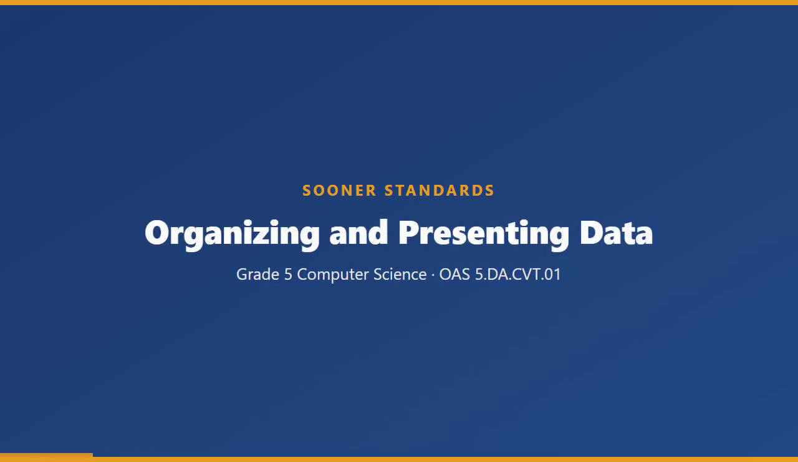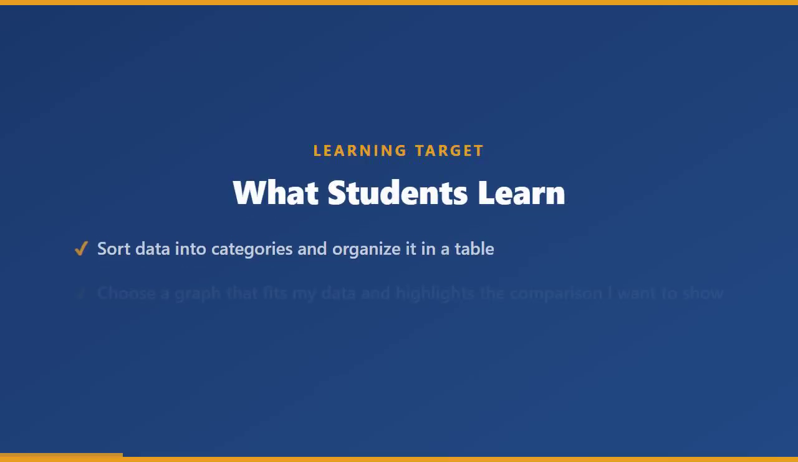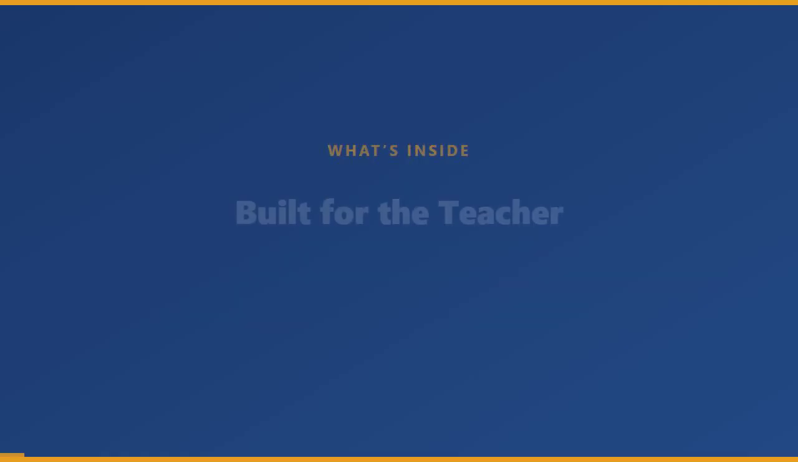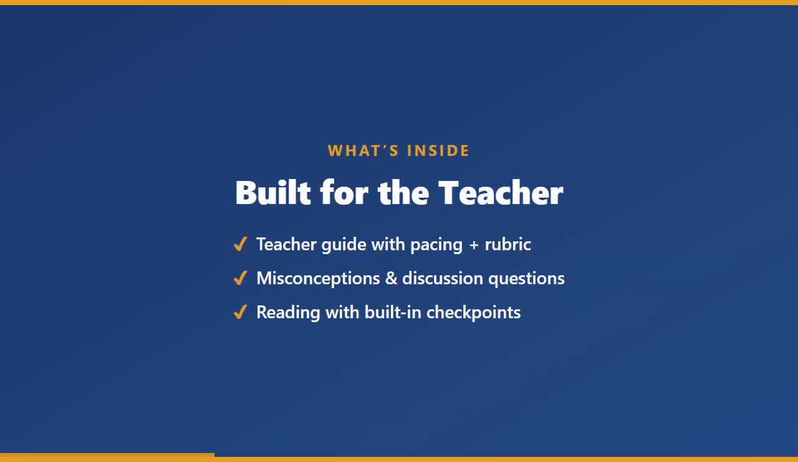From Sooner Standards, Organizing and Presenting Data. A complete Grade 5 computer science unit for Oklahoma Standard 5DACVT01. Students learn to organize collected data and present it in a clear graph that highlights a comparison and supports a claim. Inside, a full teacher guide with pacing, misconceptions, and a scoring rubric, plus a content lesson with built-in comprehension checkpoints.